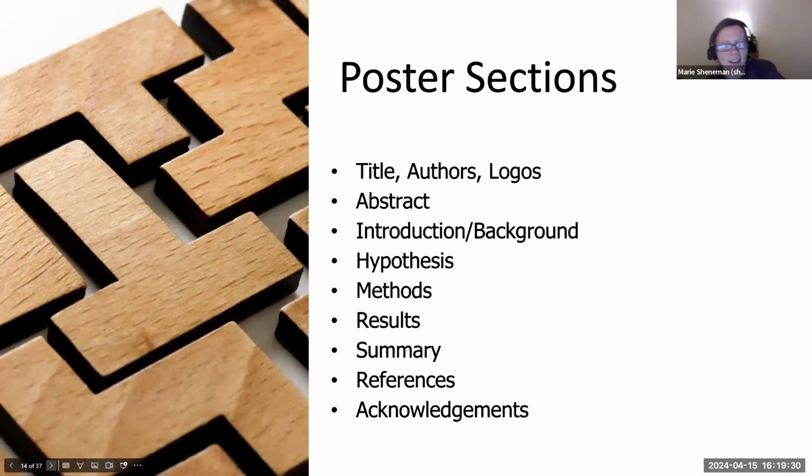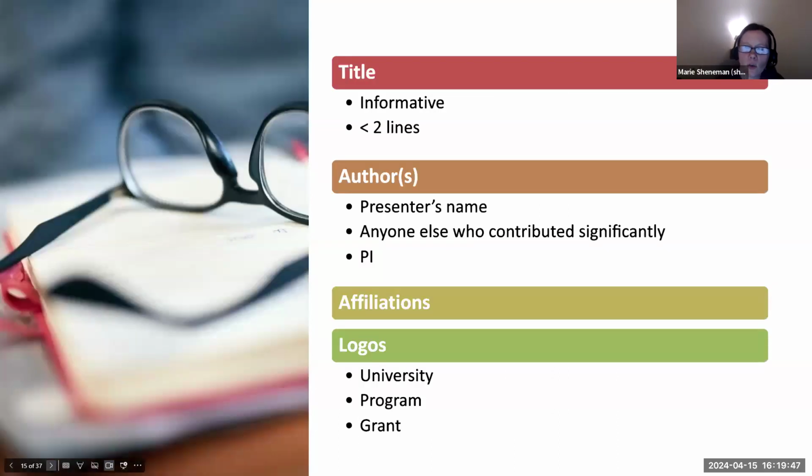Okay, now we're going to talk about each section specifically. So these are the sections we'll talk about: title, authors, logos, abstract, introduction, background, hypothesis, methods, results, summary, references, and acknowledgements. Next. So for title, you want your title to be informative.